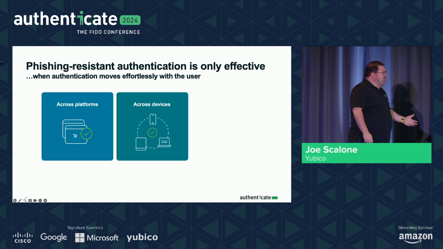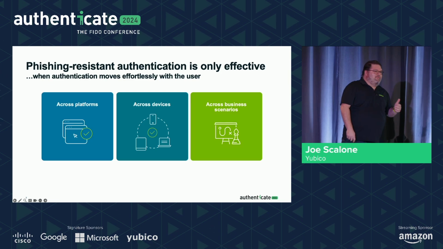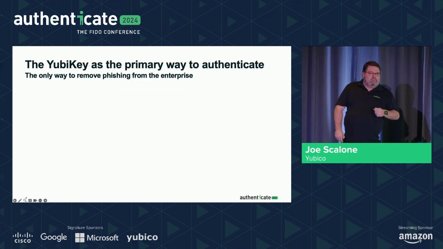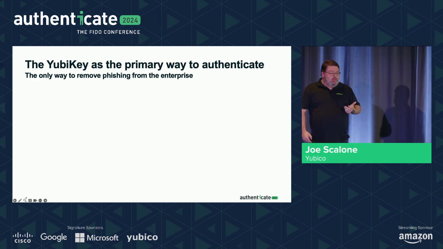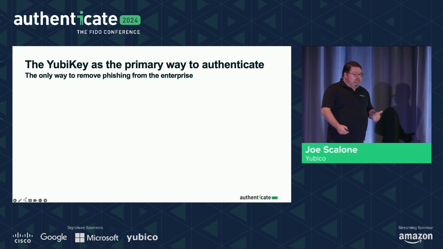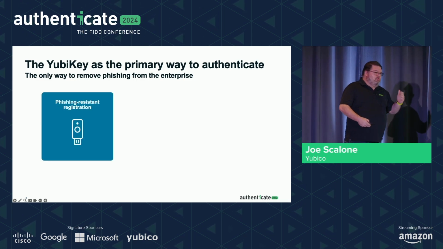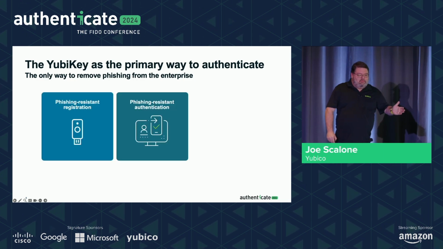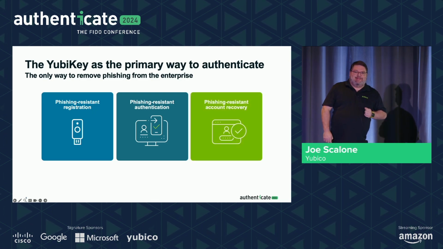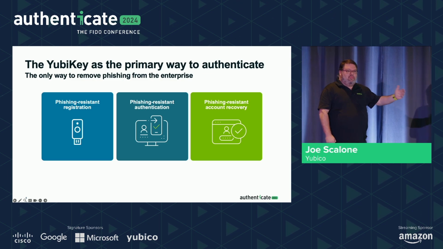Really taking that across devices, like I mentioned, wherever we can, and across every business scenario. So how do we do that? With the YubiKey, this is one of the only ways that I'm aware of that we can really remove phishing from the enterprise. Doing phishing-resistant registration, phishing-resistant authentication, and doing phishing-resistant account recovery at the user, with the user.